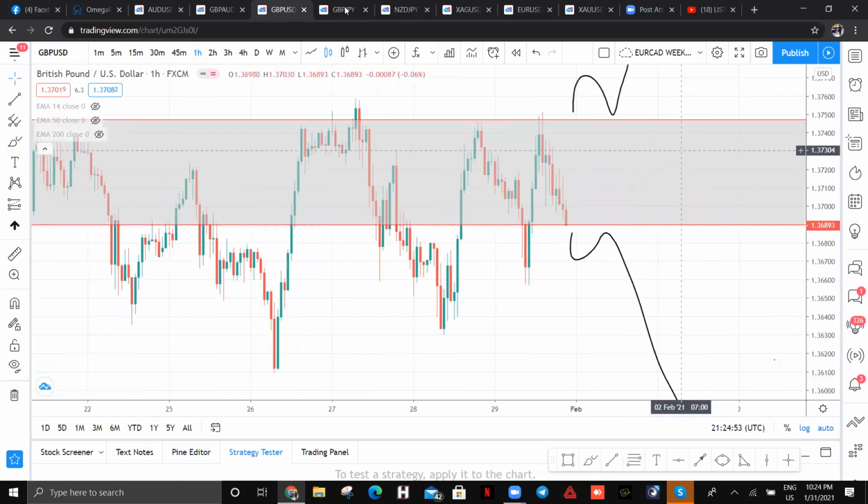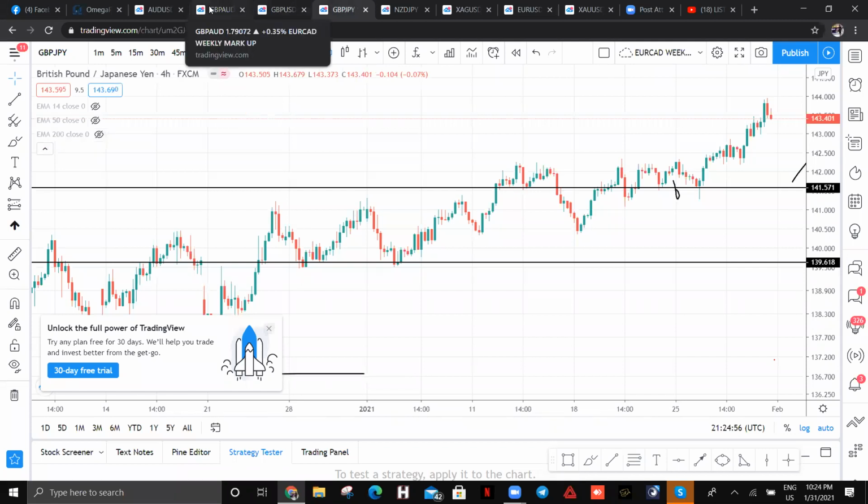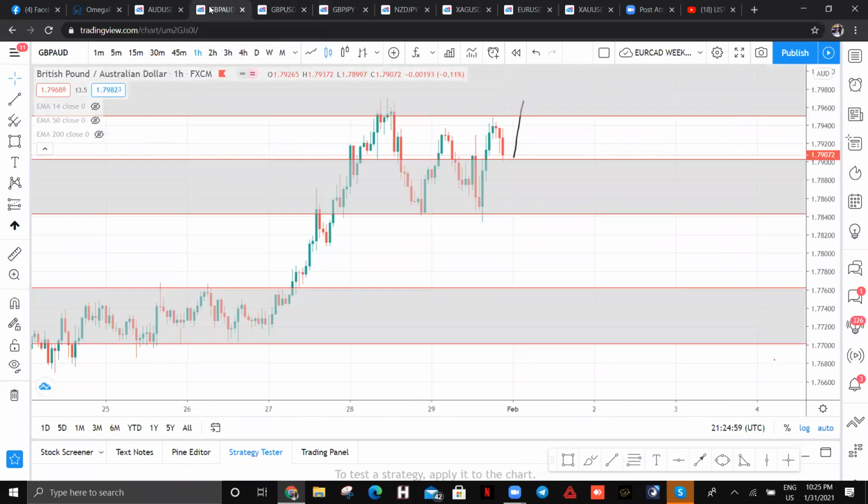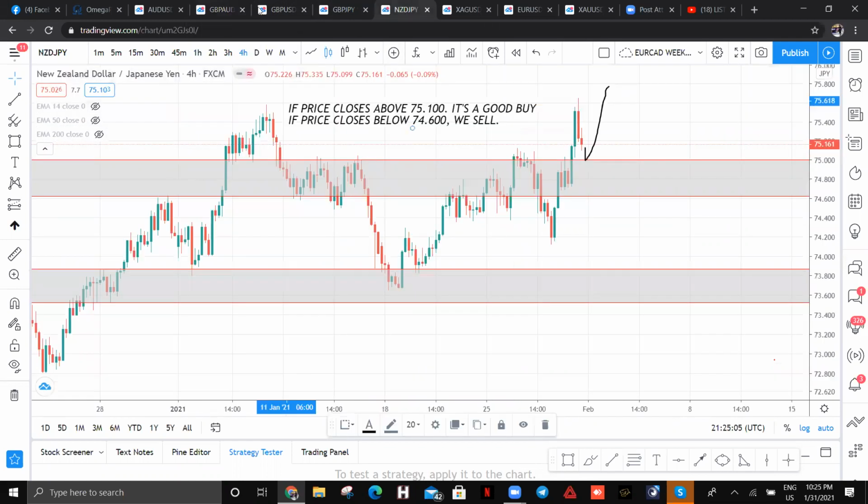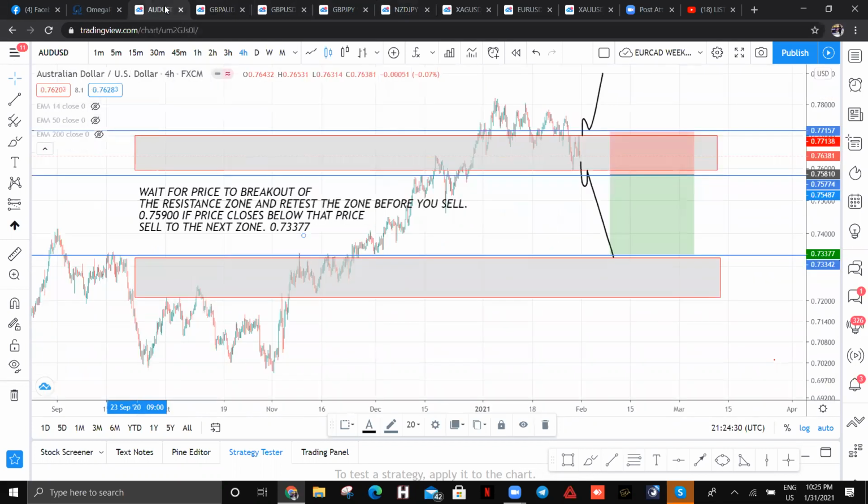So GJ is still buying. GA is a good buy as far as it's closing above this. NZD JPY is also a good buy. AUD USD is a sell for me, but I have to wait for this to happen before I take the sell. Any other question?